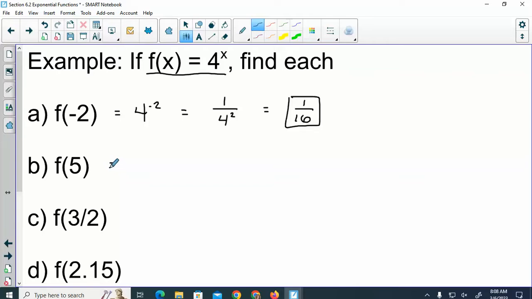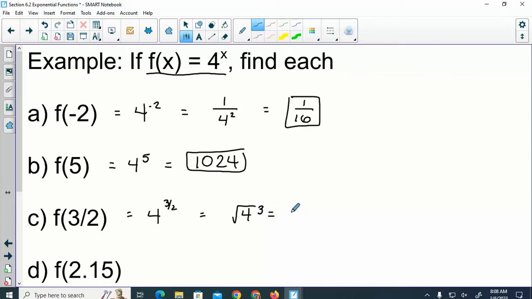Okay, if I say f of 5, that just means 4 to the 5th power. 1024. Thank you. Okay, if I said 4 to the 3 halves power, what do we do with fractions? The square root of 4 cubed. What's the square root of 4? 2. And then 2 to the 3rd. 8.